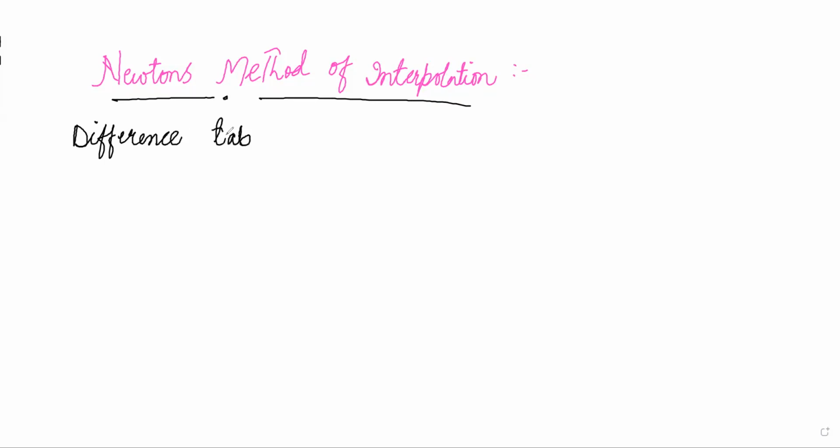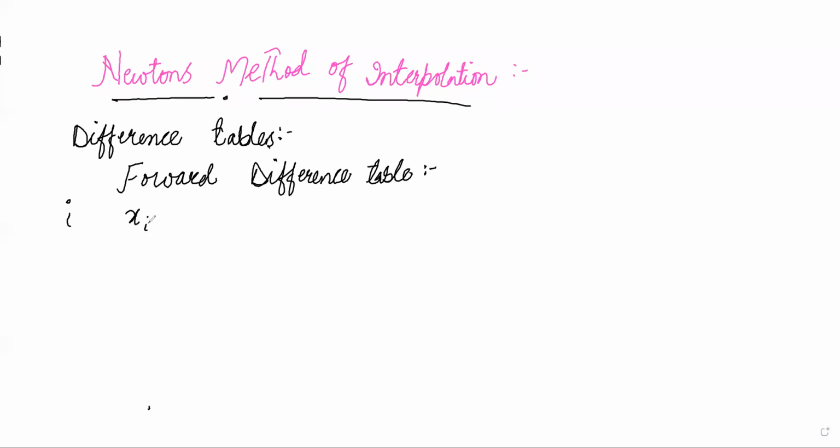Okay. As far as the difference tables are concerned, the first and foremost difference table is the forward difference table. Now, what do we mean by the forward difference table? Let's suppose we have some values of x, and corresponding to these values of x, let's suppose we have some values of y.